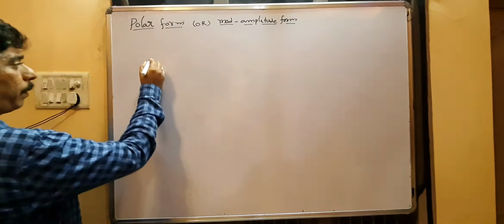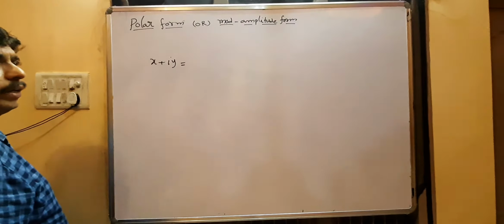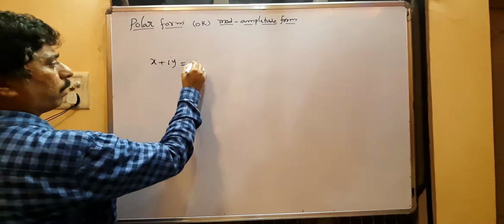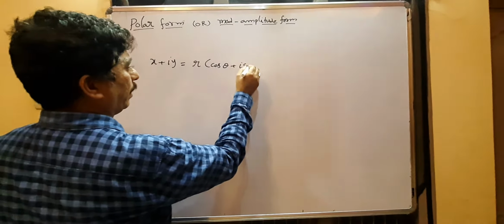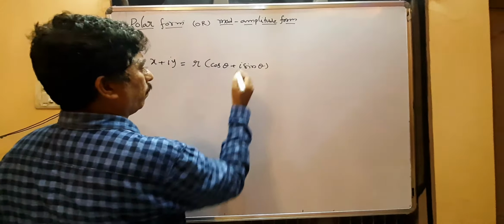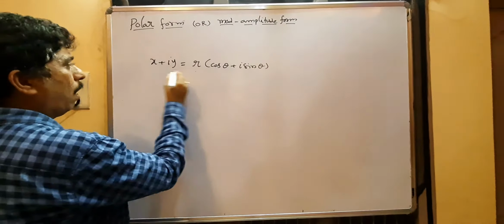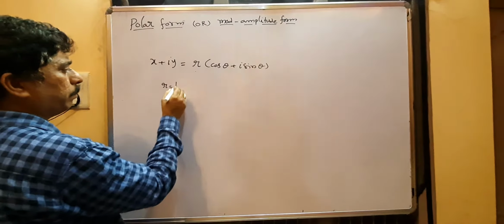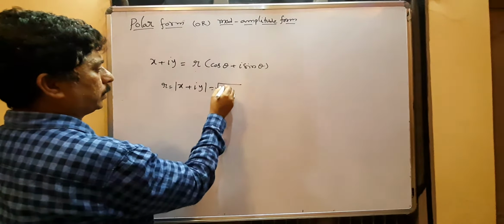Suppose the given complex number is x plus iy, and you have to convert it into polar form, that means converting it into the form r into cos theta plus i sin theta. Here r is the modulus of the complex number, that is mod of x plus iy, which is the root of x square plus y square.